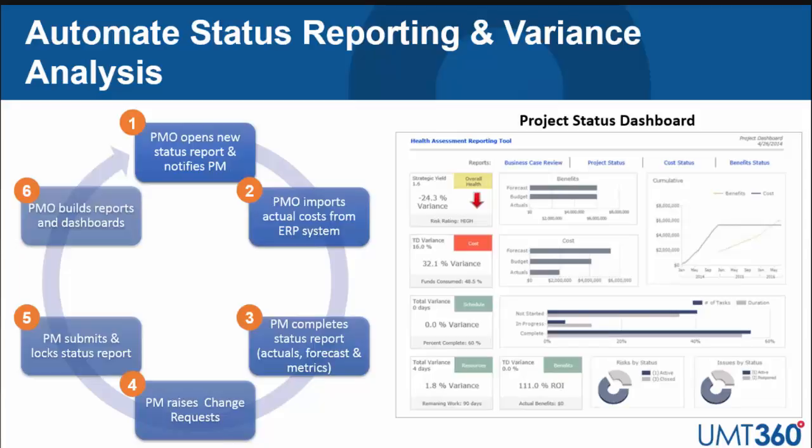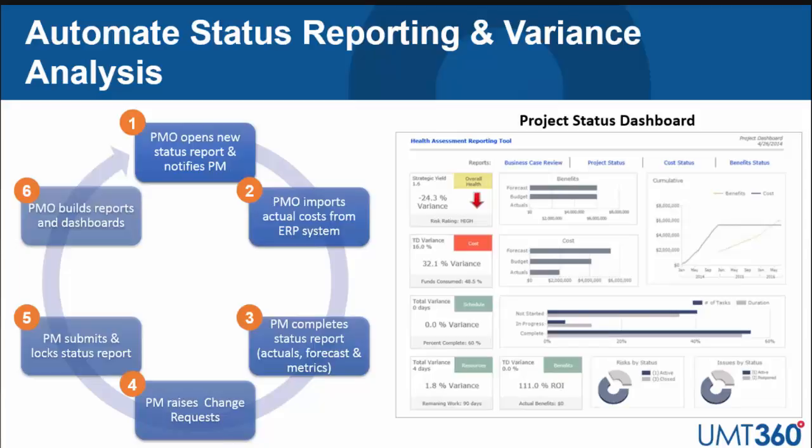So this is one of the things where UMT360 helps. It looks at a process to automate status reporting and drive variance analysis. It's a pretty simple workflow, which starts off with the PMO being able to open status reports and notify project managers of a new status reporting period. Now, we're maybe in the first week of September, reporting on the health of projects in August. So we notify them that a status report is open and the time window it needs to be completed in. At the same time, integrating with the system of record from a financial perspective to pull in the actual committed costs from the project from the ERP system into the project portfolio view is key.